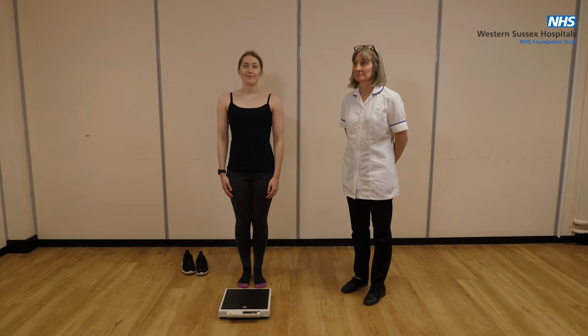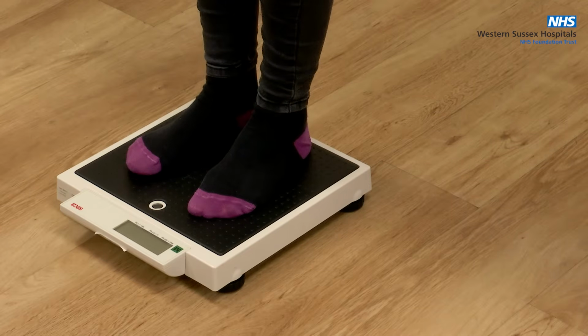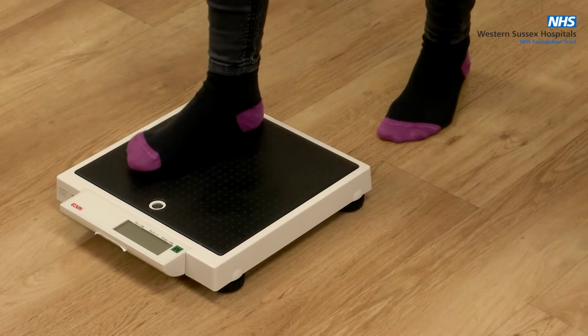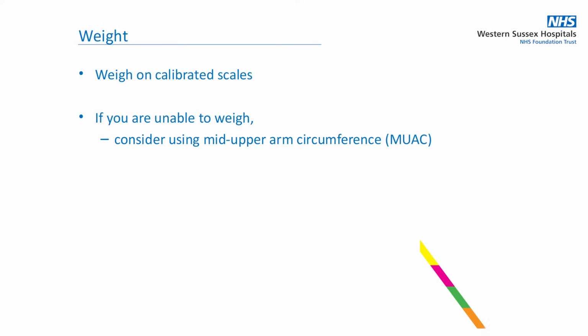Weight. Ideally, measure the patient on calibrated scales in kilograms. Where possible, use the same scales at the same time of day in similar clothing. If you are using chair or hoist scales, ensure the individual's body is not touching the bed or the floor whilst taking the measurement. If you are unable to weigh the patient, consider using mid-upper arm circumference to estimate their BMI. Please see our website or other video for instructions on how to do this.